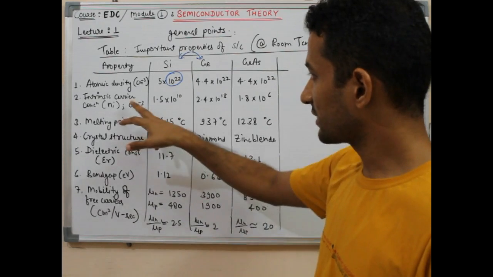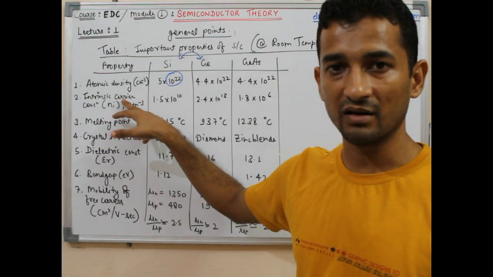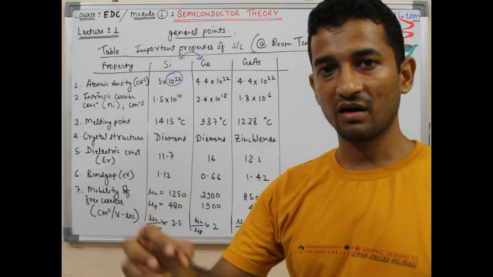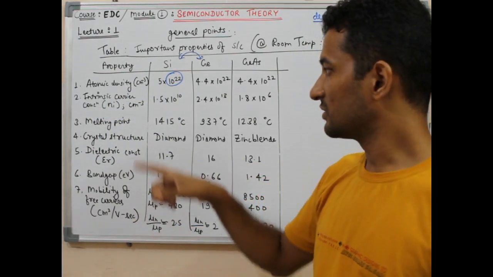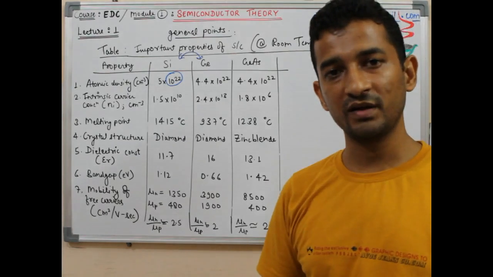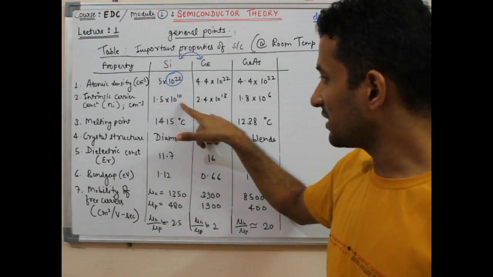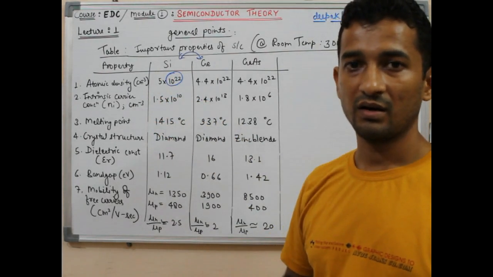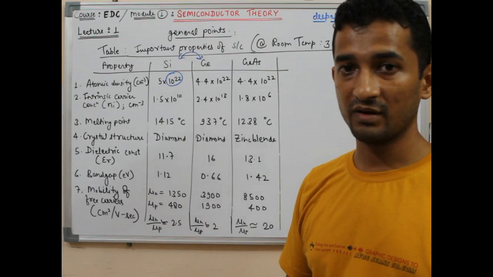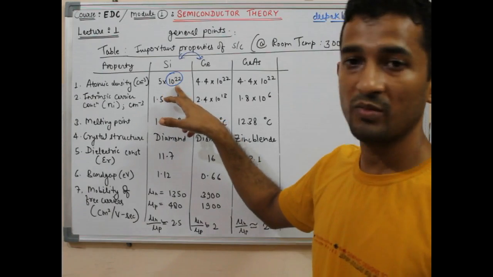So the very next one is intrinsic carrier concentration. Carrier means free carrier, that element which can transport the charge or transport the current, which can carry the charge. So that is a free hole or a free electron. This value is for both. So these many free holes and free electrons are available in the silicon out of so many atoms.